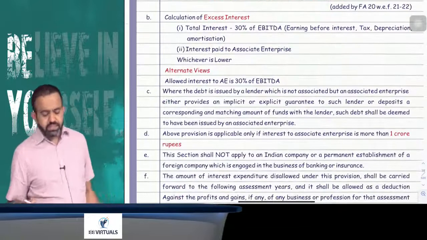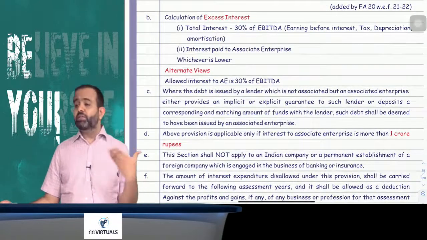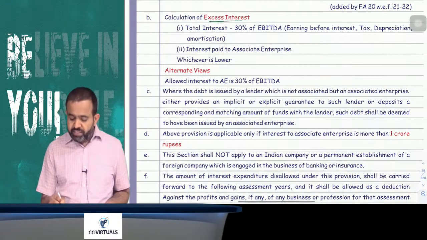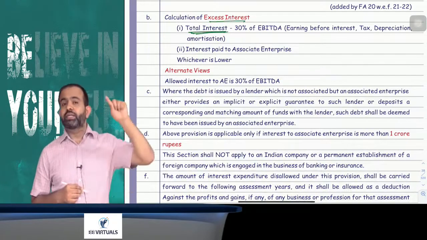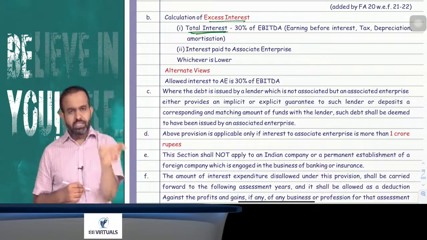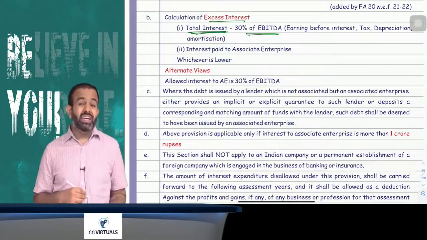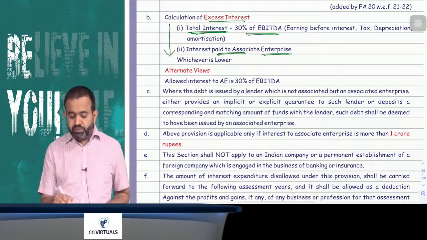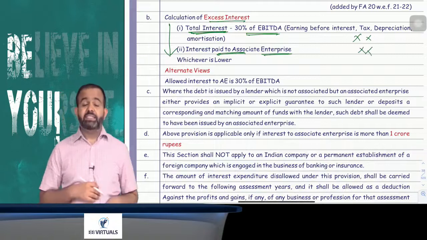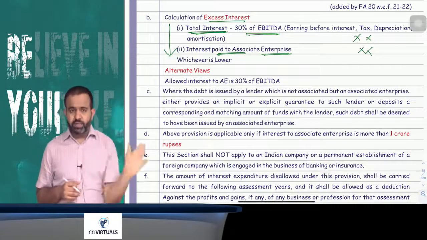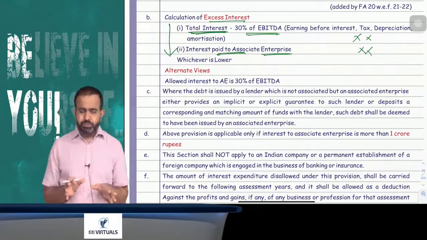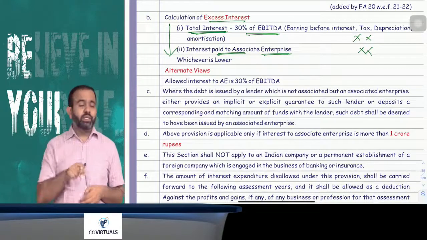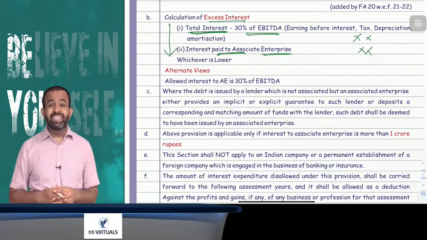Yes. Now the question is, you are saying that excess interest is disallowed, so what is the meaning of excess interest, and how to calculate it? Just pay attention. First take the total interest, meaning interest to associate as well as non-associate enterprises. Then take the total interest minus 30% of EBITDA, or the interest paid to the associate enterprise, whichever is lower. That lower amount is known as the excess interest, and it will be disallowed.